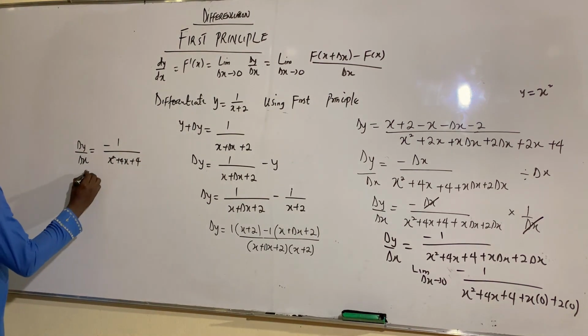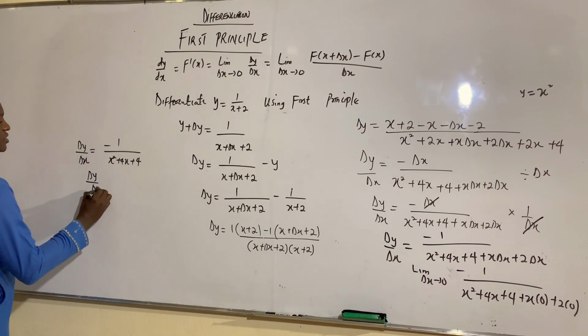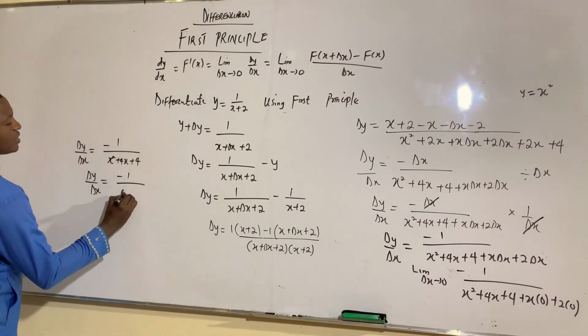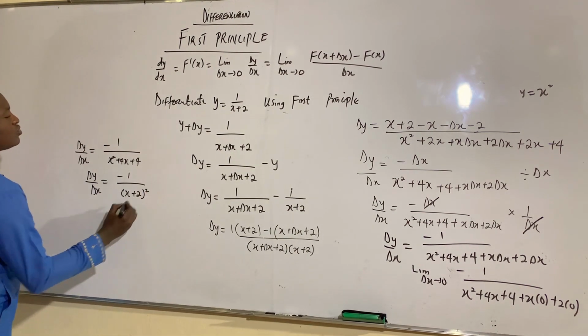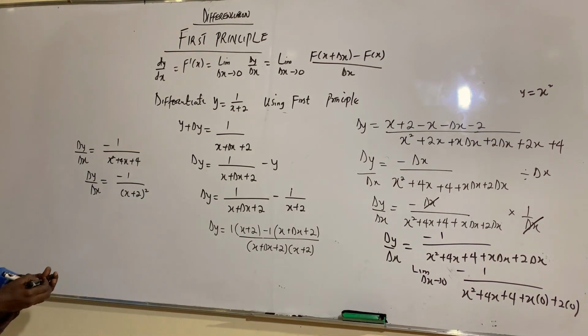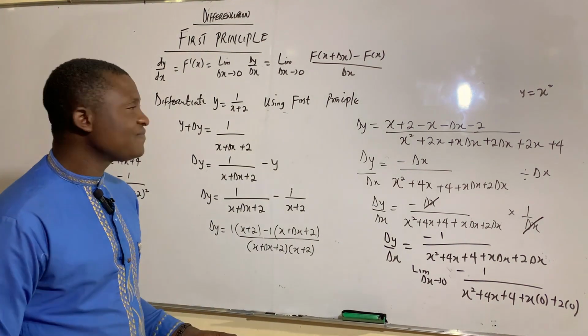So this is nothing but change in y over change in x, dy/dx, equals minus 1 over, I can just write this one as x plus 2 all squared. If I expand this, I will get this. I hope you are following me, right?